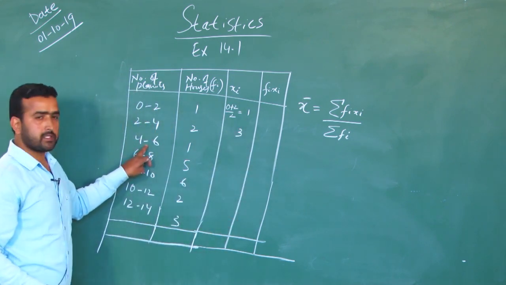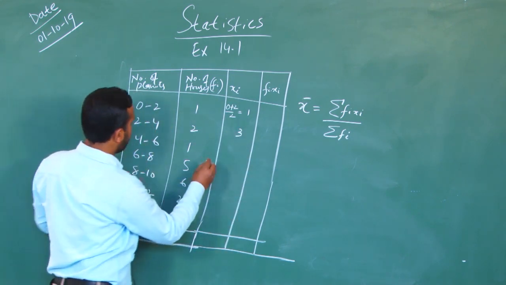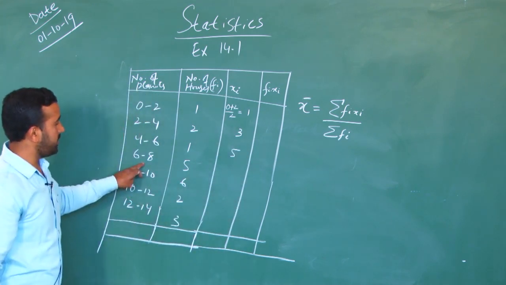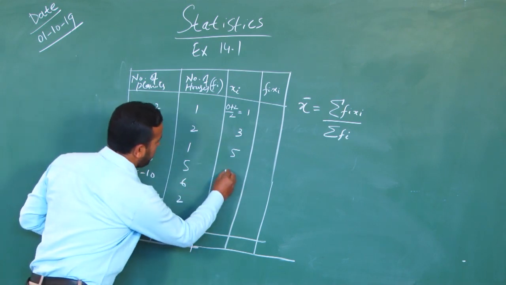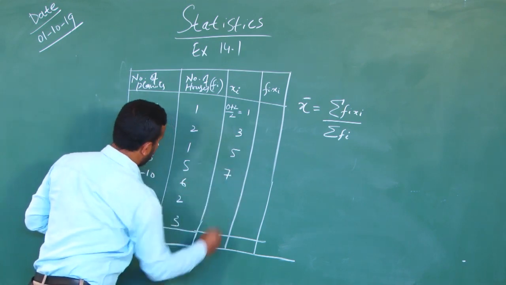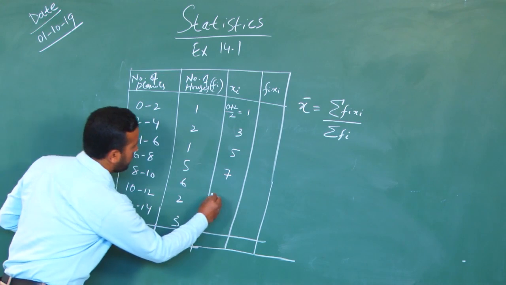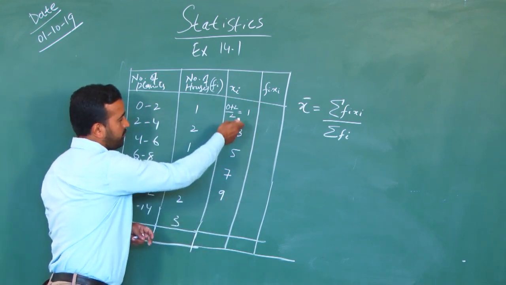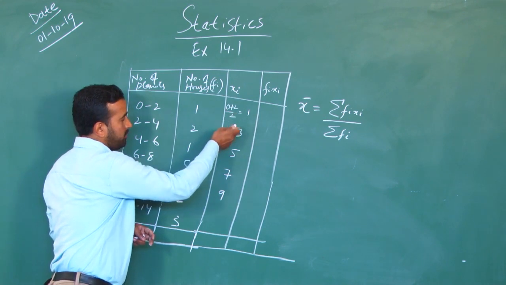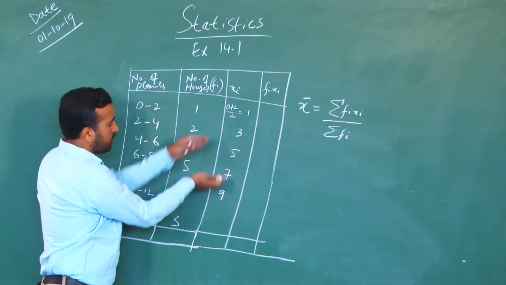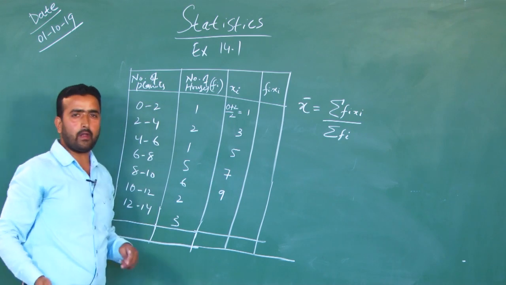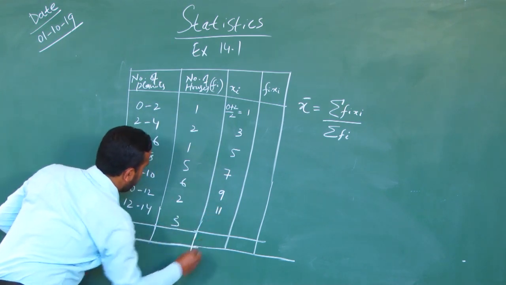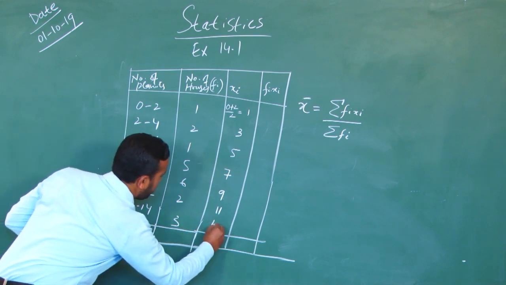Next value, 4 plus 6, that is equal to 10. So 10 divided by 2, that will be equal to 5. 6 plus 8, that's 14, divided by 2, 7. 8 plus 10 is 18 divided by 2, that is 9. You can see throughout the data values here the common gap of 2 is maintained between the values. And 10 to 12, it is 22, that will be 11 here, and then it is 13.